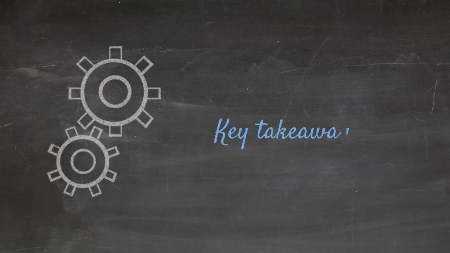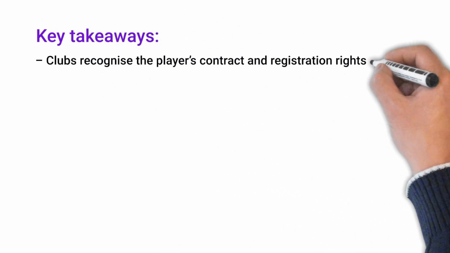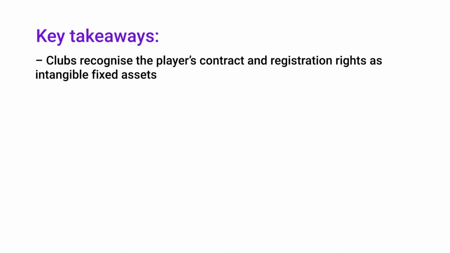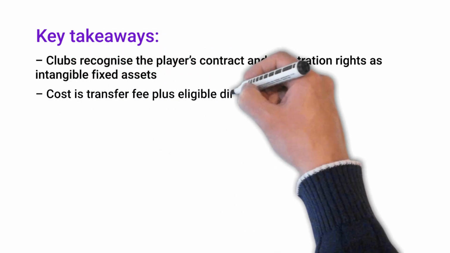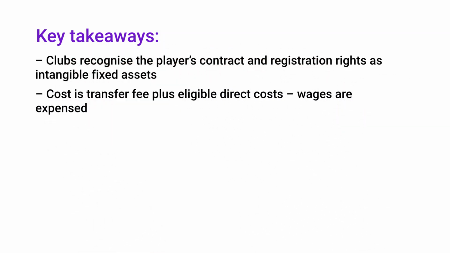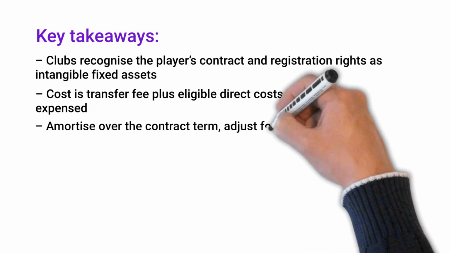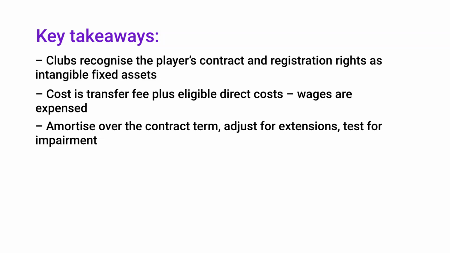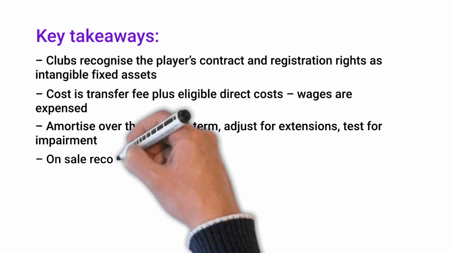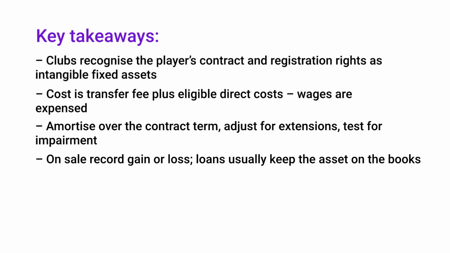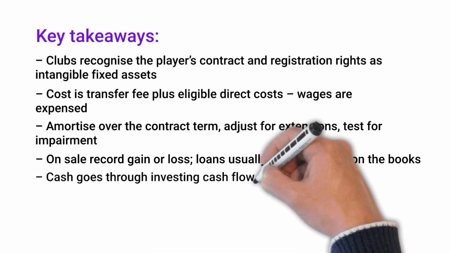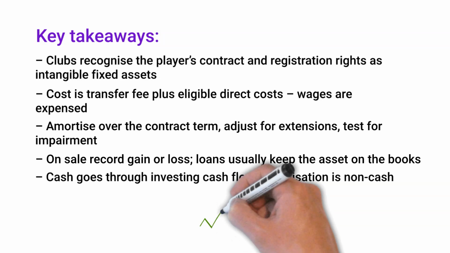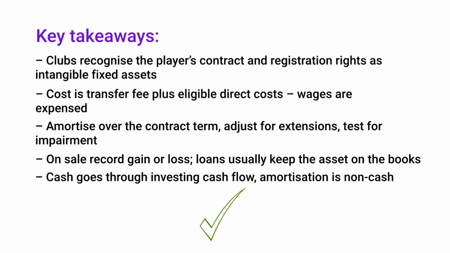Now let's summarize the lesson and look at our key takeaways. Clubs recognize the player's contract and registration rights as intangible fixed assets. Cost is transfer fee plus eligible direct costs, wages are expensed. Amortize over the contract term, adjust for extensions, test for impairment. On sale, record gain or loss. Loans usually keep the asset on the books. Cash goes through the investing cash flow. Amortization is non-cash and is added back to operating cash flow. And that is sports players in accounting language. People are priceless, but contracts are assets you can measure.